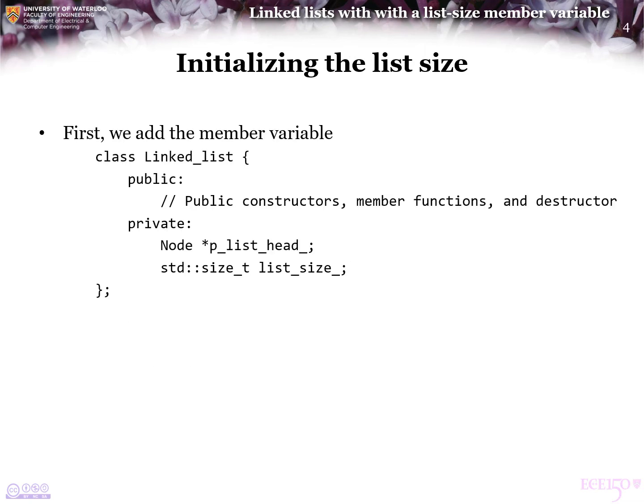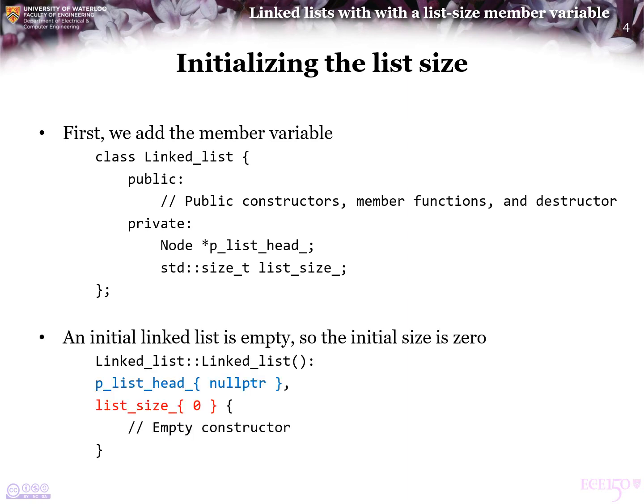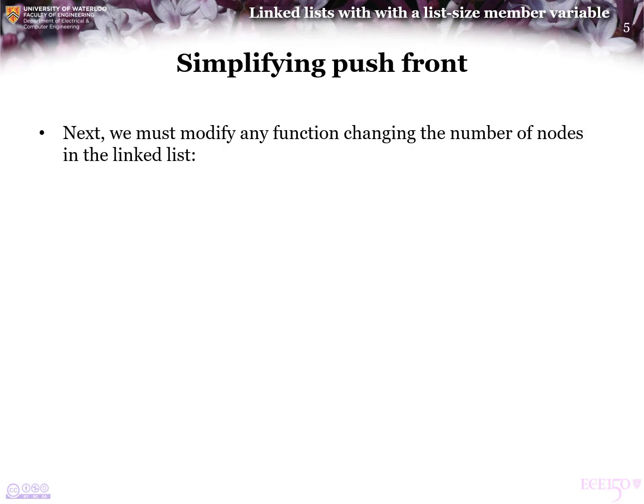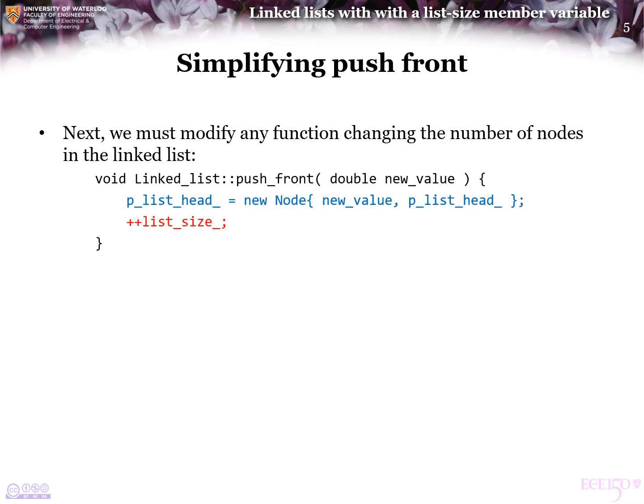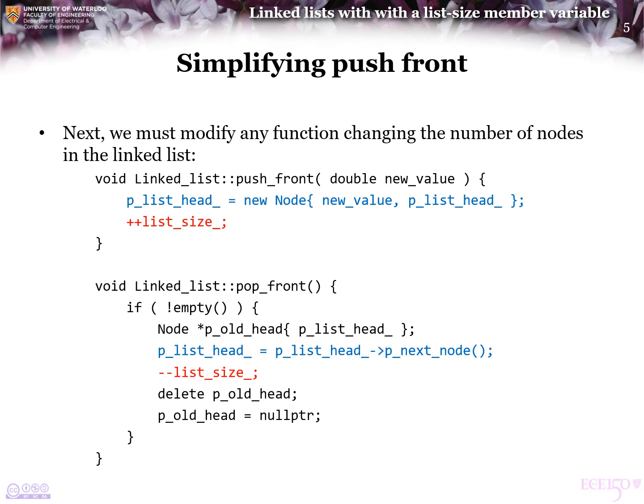Now, first we add an appropriately named member variable to the class. Then in the constructor, we initialize it, in this case, to 0, as initially there is nothing in the linked list. Next, we must modify any member function that changes the number of nodes in the linked list. This includes push front, where now once we add a new node into the linked list, we also have to increment the list size, and pop front, where when we remove a node from that linked list, we should also decrement the list size.